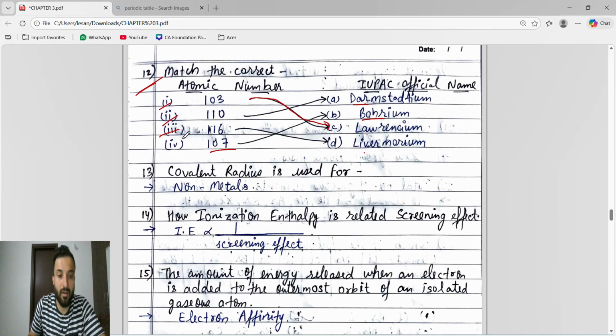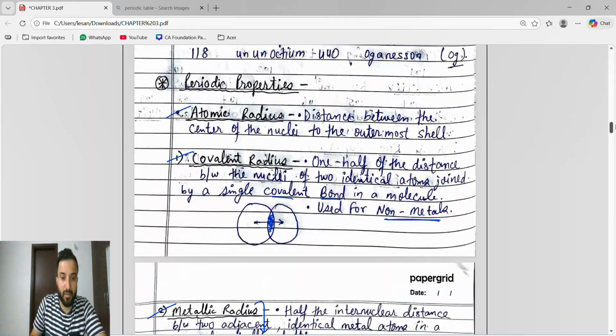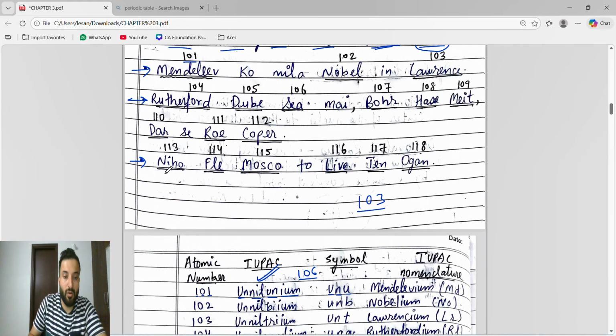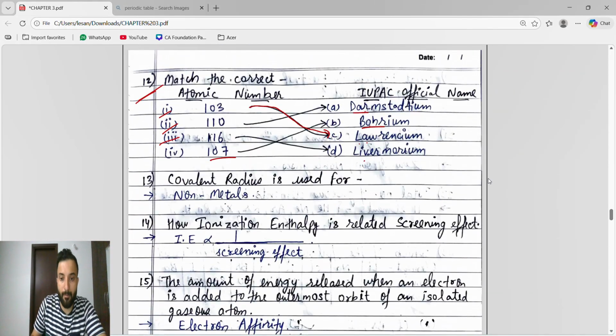Okay, 116. 116 is related to Livermorium. So this is the correct answer. So guys, you have to remember that trick and the numbers, because in the examination they will give the atomic number and you have to write its IUPAC official name, that is, match the following. That's it. Covalent radius is used for non-metals.